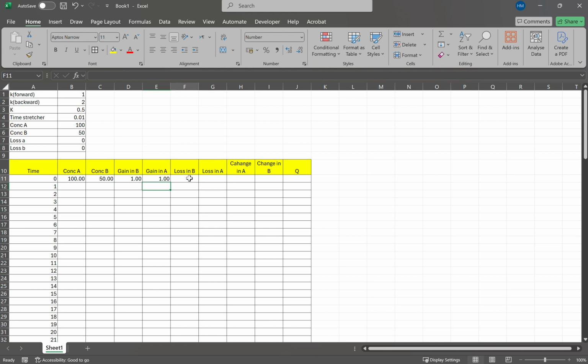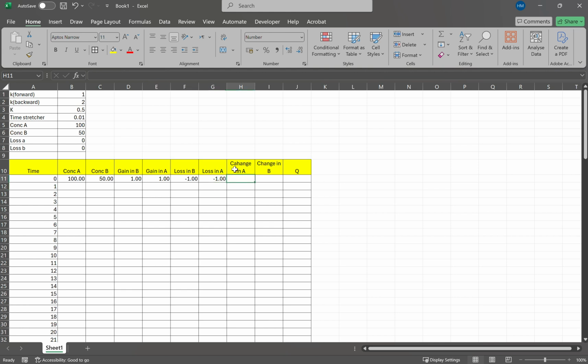Now, my loss in B is actually going to be the same as the gain in A, but the reverse sign. So anything that I've gained in A means I've lost that exact amount in B, because all of our stoichiometric coefficients are 1. So I'm just going to put equals minus that. Similarly, the loss in A equals the gain in B. So I'm going to put equals minus gain in B.